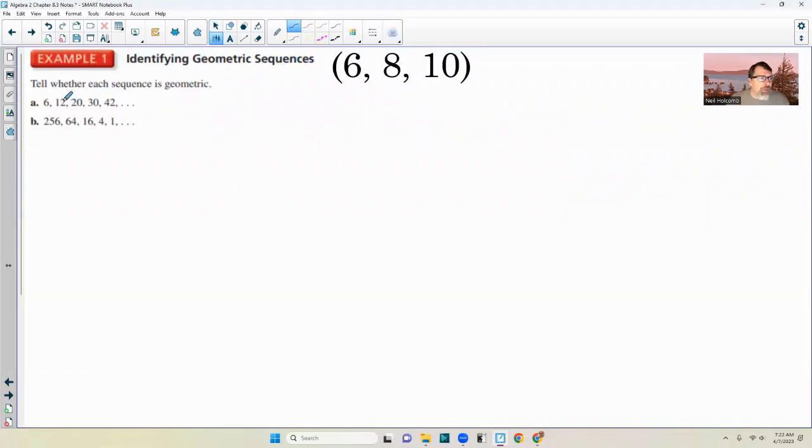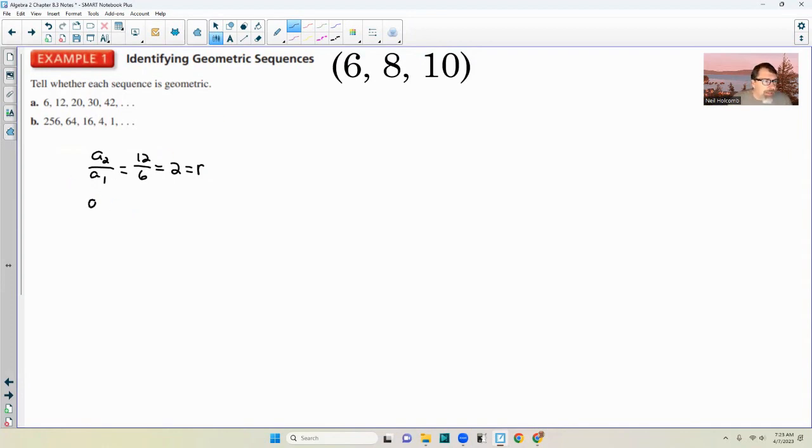So when we did arithmetic sequences, we found a common difference, d. We'd say 12 minus 6 is 6. So the common difference between these two is 6. 20 minus 12 is 8. Whoops, 6 doesn't equal 8. This is not arithmetic. But if we take the second term, a sub 2, and find a ratio with the first term, that's going to become 12, a sub 2, divided by the first term, a sub 1, 6, and 12 divided by 6 is 2. Okay, so this equals r if they're all the same.